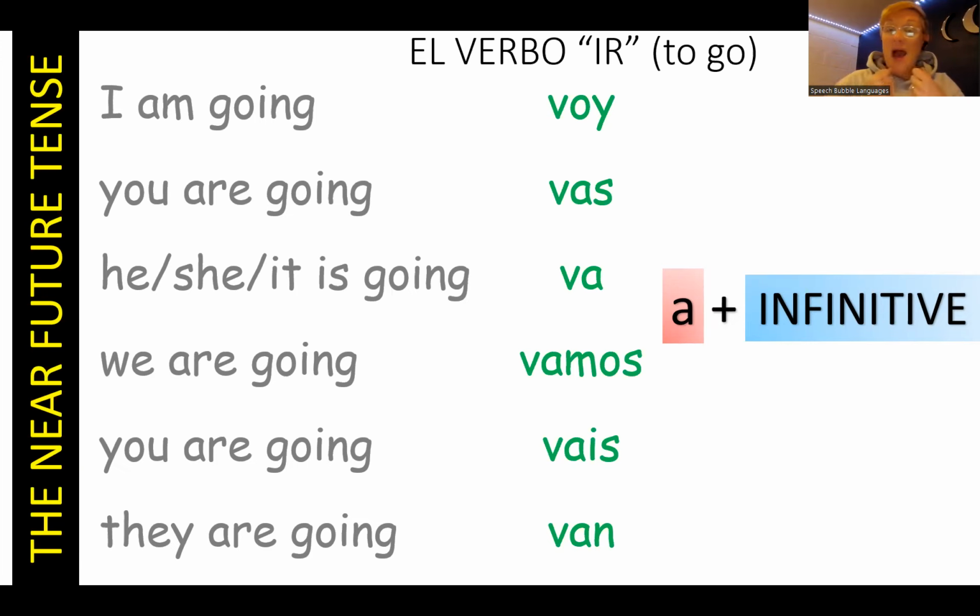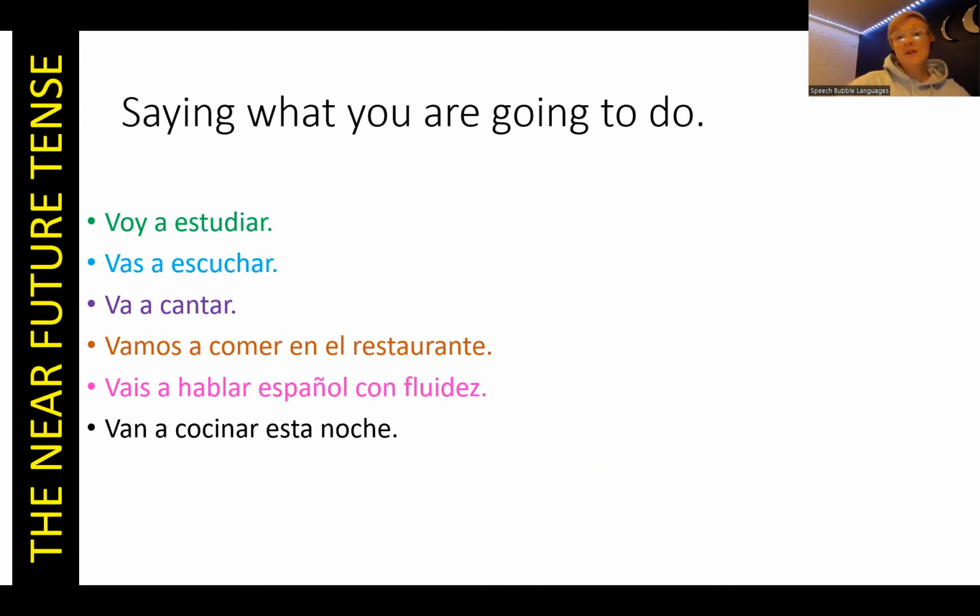We then say a, and then the thing that we're going to do, we use that verb in its infinitive. We keep it in the to format of the verb. Voy a, vas a, and then so on and so forth. Shall we take a look at a couple of them in action? Saying what you're going to do.